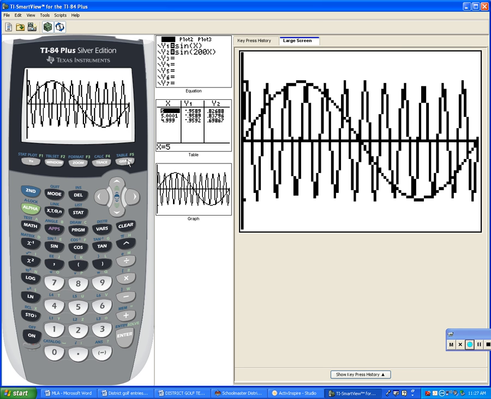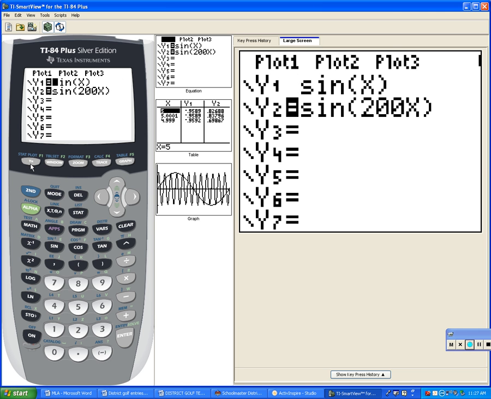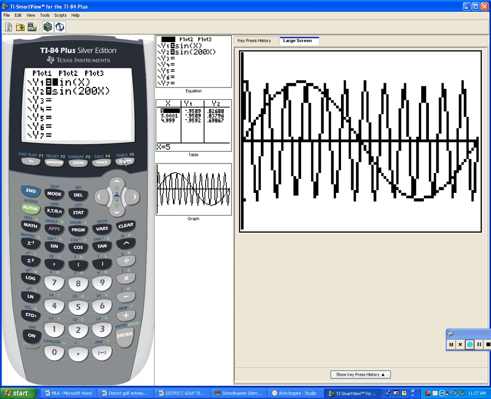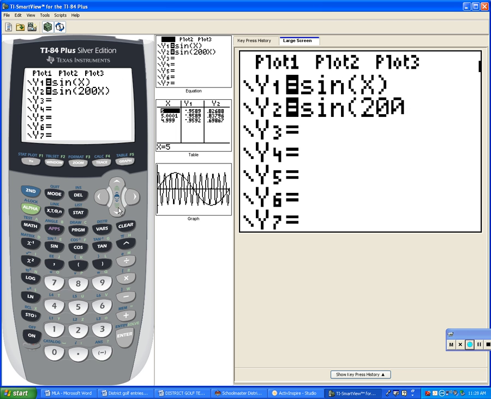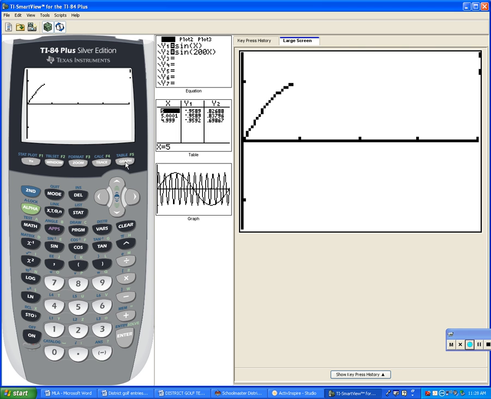I must have done something wrong. That's not 200. Mine's not going to be 200 either. It must not have the resolution to show that, but you can cram in a bunch of different things. Anyway, let's go back to the normal one that we did that was 4x. If you zoom out, you can see it. So let's go back to y equals sine of 4x.